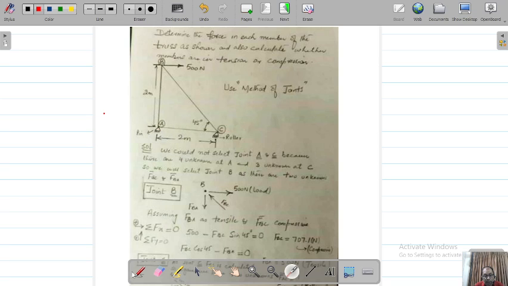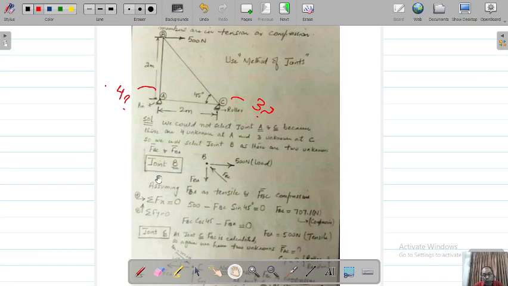So remember this thing, at this point we have 3 unknowns, and at this point we have 4 unknowns. And if you look at it here, you will have 2 unknowns. What are those? Force BC and force BA. So very important point, we could not select joint A because there are 4 unknowns at A and 3 unknowns at C. So we select joint B as there are 2 unknowns. Okay, so this is a very important assumption for using the method of joints.